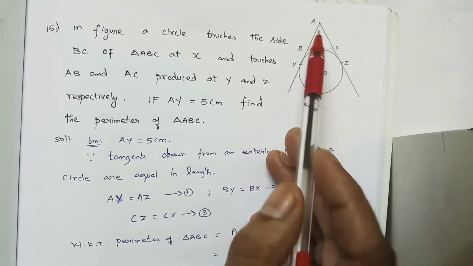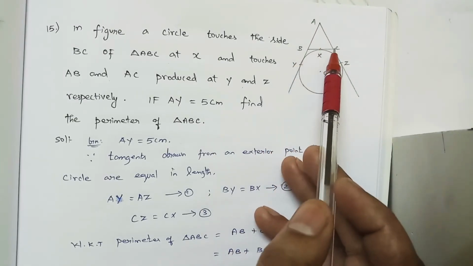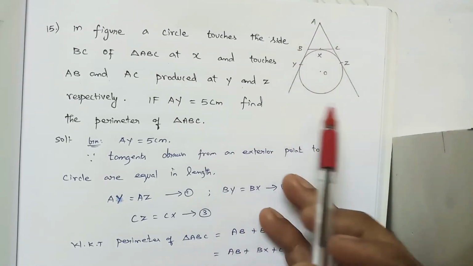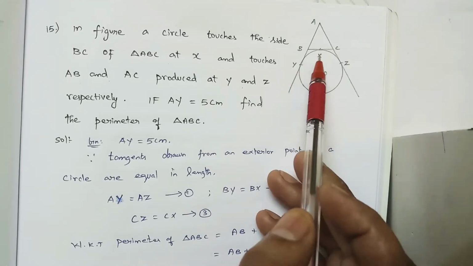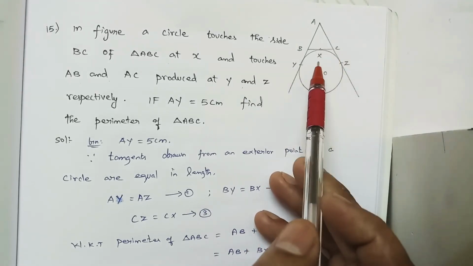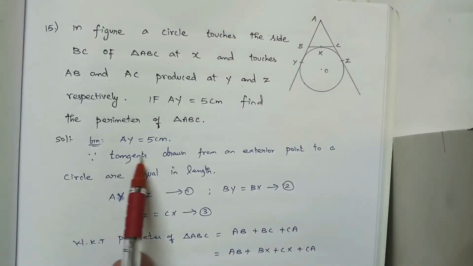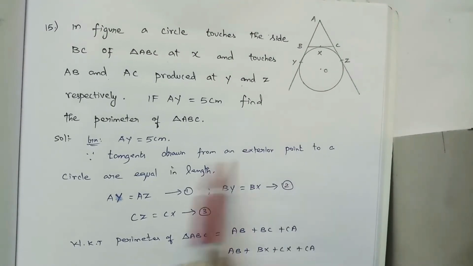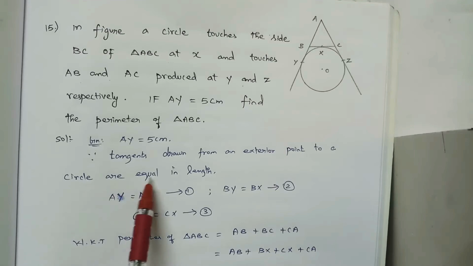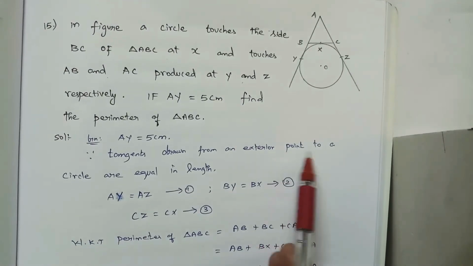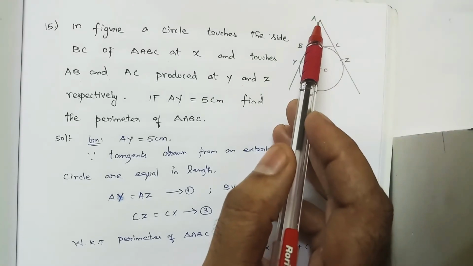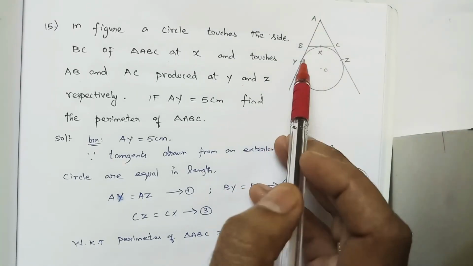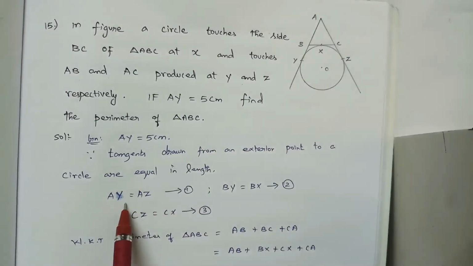See, A, B, C are the 3 exterior points of a circle with center O, and X, Y, Z are the 3 points of contact. The tangents drawn from an external point to a circle are equal in length. So for external point A, we have 2 tangents, AY is equal to AZ. Take it as equation number 1.